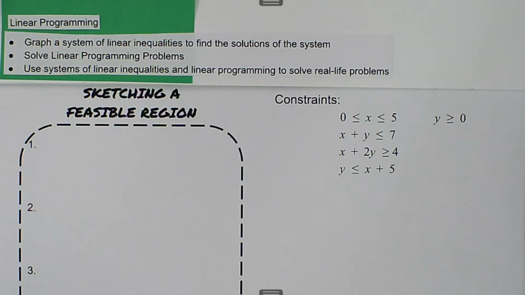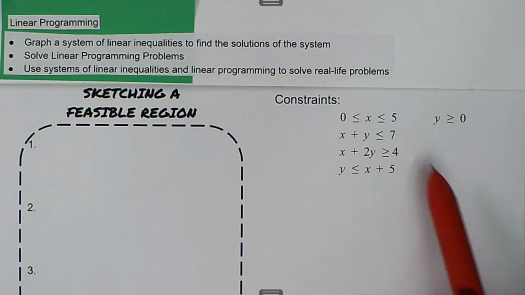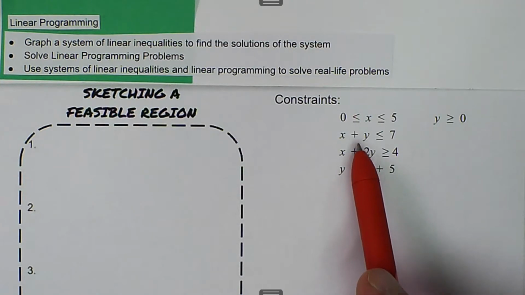We were talking about linear programming, and you want to graph a system of linear inequalities to find the solution of a system. So in this case, we want to sketch the feasible region. Over here, we have 5 constraints that we want to graph and make sure we have represented in order to shade our feasible region properly. We have a couple kind of easy ones to start with.